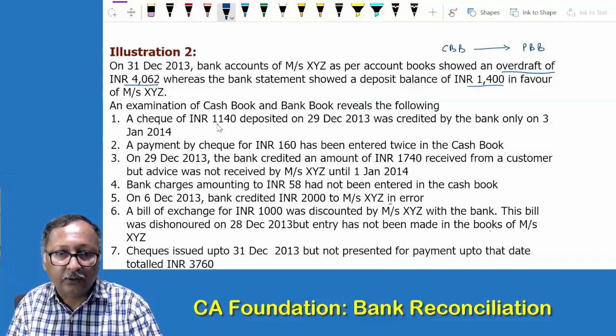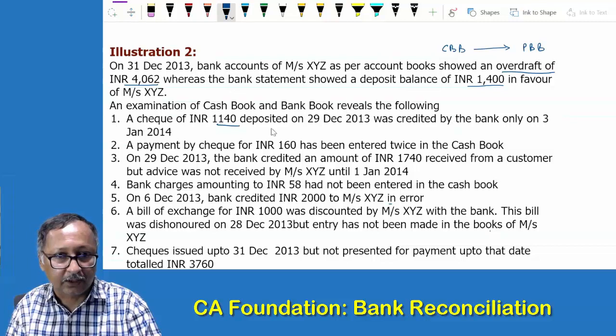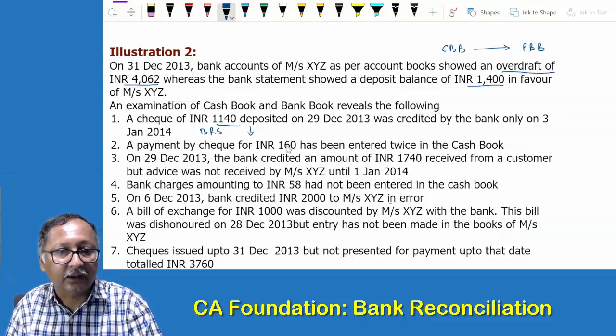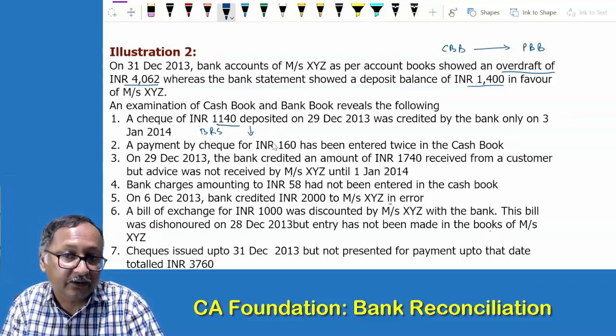A check of rupees 1140 deposited on 29th December was credited by the bank on 3rd of January. When a check is deposited, a cash book entry is made and the cash book balance has increased, but it was credited on 3rd. As on 31st December, the passbook balance will be low, and this is a timing difference. There is no entry required to be passed as such, so it will be a BRS item. It will not be an adjusted cash book item. Since the other book balance has not increased, we will reduce it from the cash book balance. So it will be a reduction in the cash book balance.